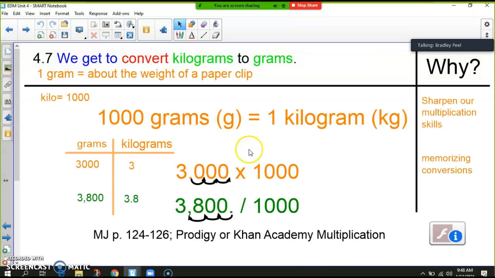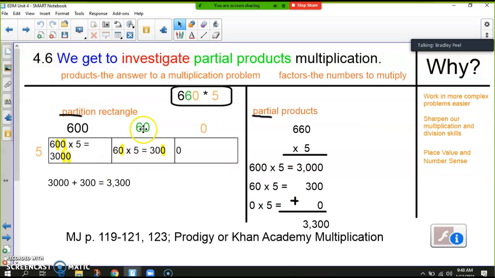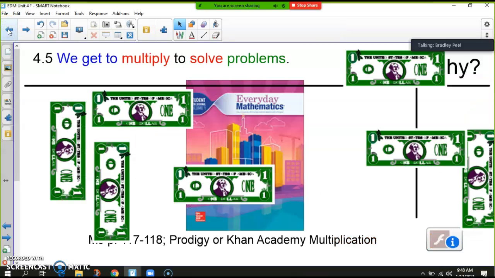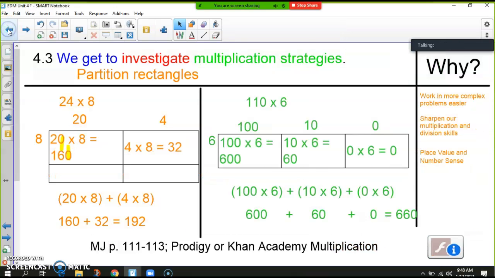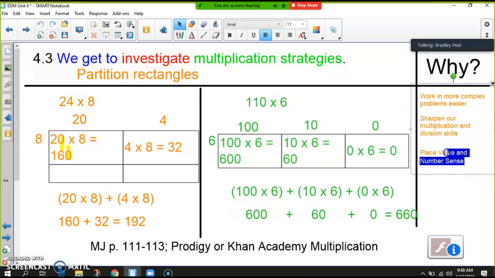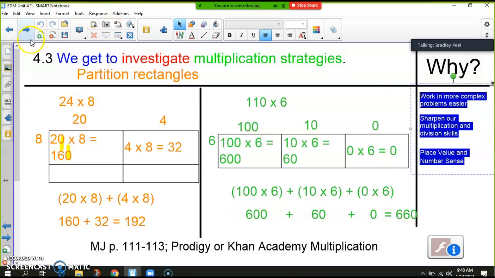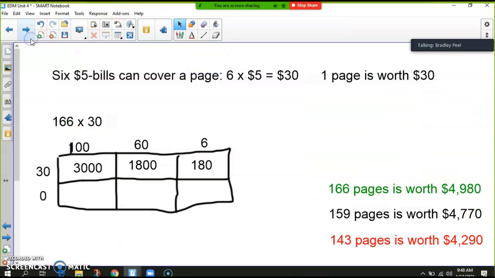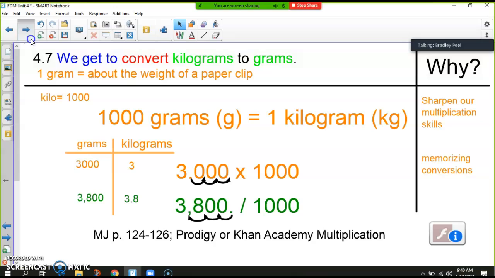And I think we talked several times about why we're investigating partial products like this, and why we're doing different multiplication strategies like partition rectangles. If you remember, it really is the same as what we had done previously, in that we are working on more complex problems, and these are the more complex problems.